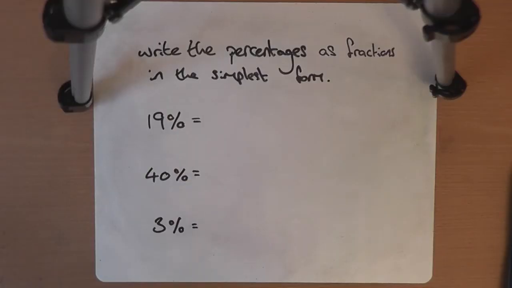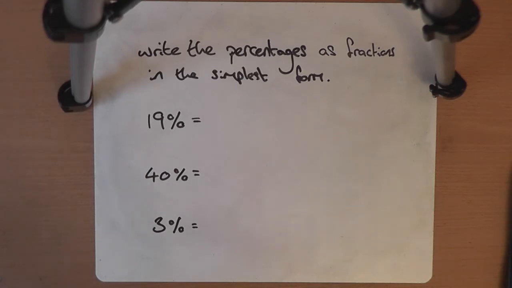Write the percentages as fractions in the simplest form: 19%, 40% and 3%. Well, to write a percentage as a fraction, as we've just seen, all we need to do is use that definition of the percentage: write our percentage over 100 and then cancel down. We have to cancel down this time because we've been asked to give our answers in the simplest form.